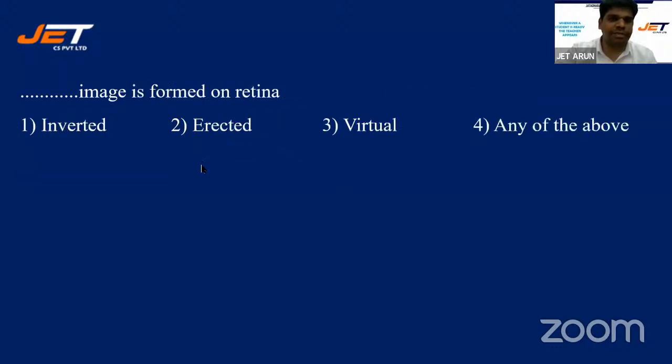Dash image is formed on retina. Inverted, erect, virtual, any of the above. Oh, I just answered this question. If you are attentive enough to listen, I answered this question. Excellent. No wrong answer as yet. There is a wrong answer now. It's not any of the above, students. It's real and inverted. That's right. Absolutely right. Inverted image is formed on the retina. All right, let's go to the next one.